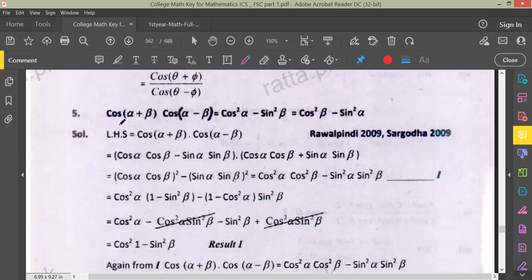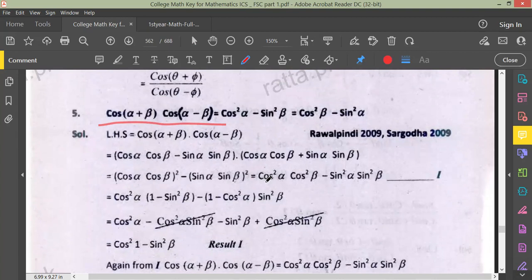The fifth part, question number 5, is cos of alpha plus beta times cos of alpha minus beta equal to cos square alpha minus sine square beta. If we take the extreme left side, this will be equal to cos of alpha plus beta times cos of alpha minus beta. After opening the formula, it is cos alpha cos beta minus sine alpha sine beta, times cos alpha cos beta plus sine alpha sine beta. So this will be equal to a minus b times a plus b, so a square minus b square.